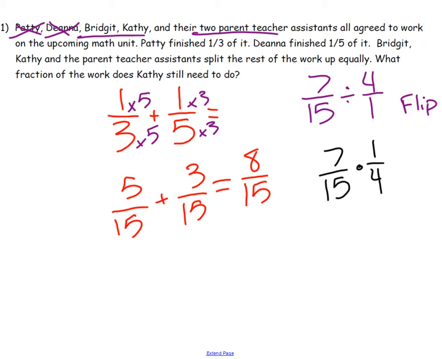And then multiplying, we can just go straight across, and nobody has trouble with that. 7 times 1 is 7, 15 times 4 is 60. So each of the 4 ladies has to do 7/60ths of the work. Wow. I would just do the rest then. It takes that much. Not really. That's like 11%. Okay.